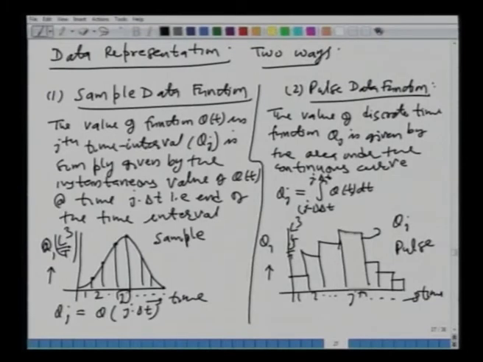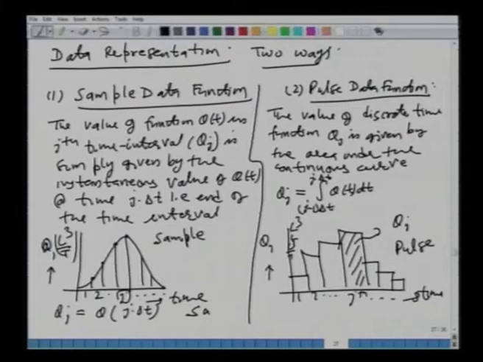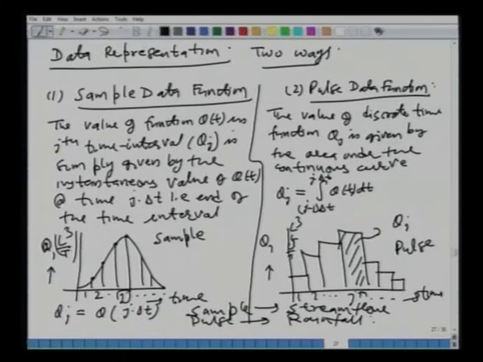Okay. Can you think of an example of these two data representation, sample data representation and the pulse data representation? Yes, the sample data representation is the instantaneous value, and that is how we represent the stream flow. And for the pulse, as you can see from this bar chart, it is the rainfall in the form of rainfall intensity per unit time we define.